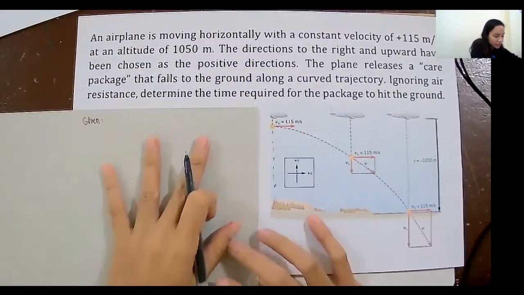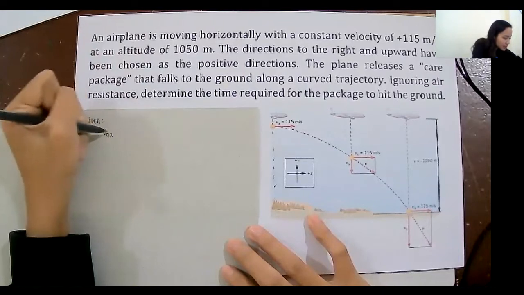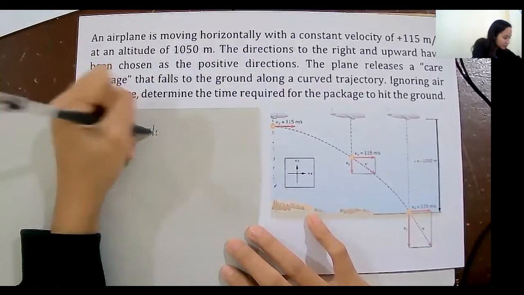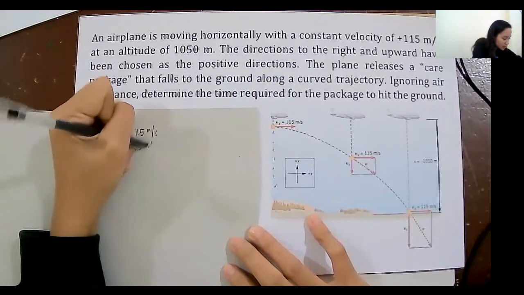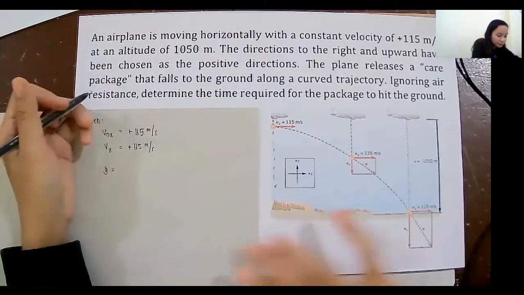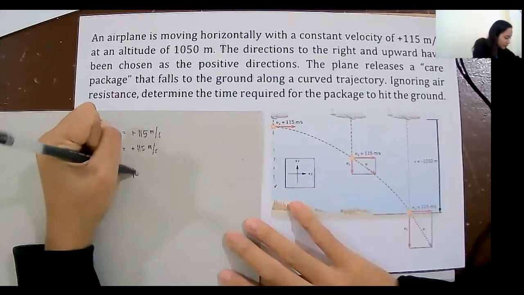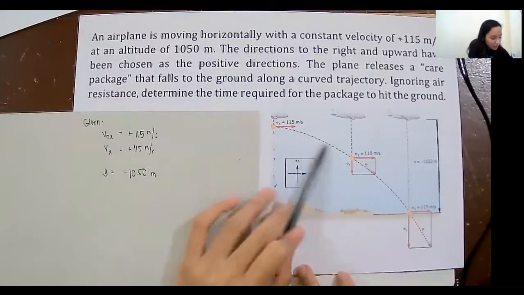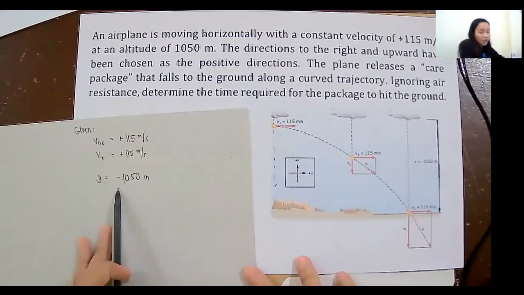Before that, you will write first the given dito sa problem talaga. So we have here your velocity. Since it is a constant velocity with respect to x, your final and initial velocity is the same. And then we also have the altitude. This is your y. Ito yan siya. You can observe negative yung y natin. It's because the package is going downward. Pababa kasi yung package natin.